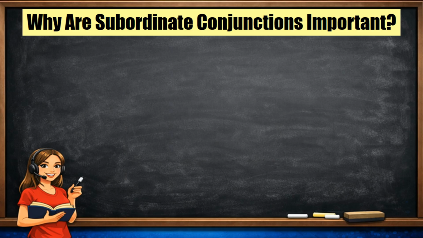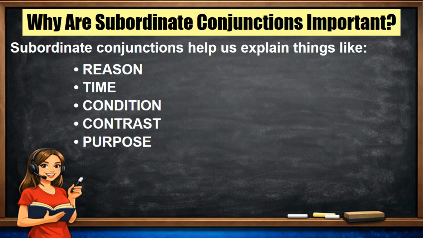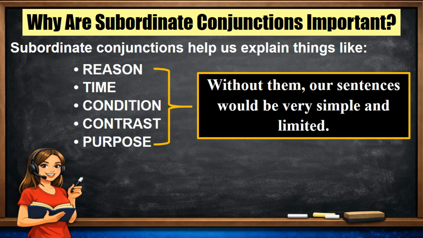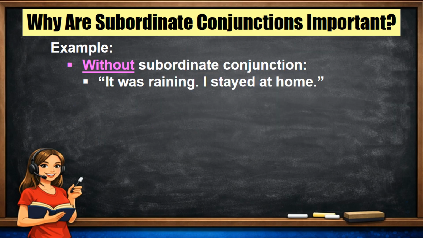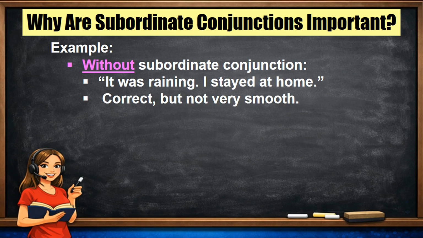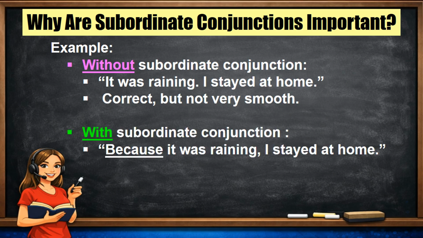Why are subordinate conjunctions important? Subordinate conjunctions help us explain things like reason, time, condition, contrast, purpose. Without them, our sentences would be very simple and limited. Example without subordinate conjunction. It was raining. I stayed at home. This is correct, but not very smooth. Now watch this. Because it was raining, I stayed at home. Much better. Now the relationship between the ideas is clear.